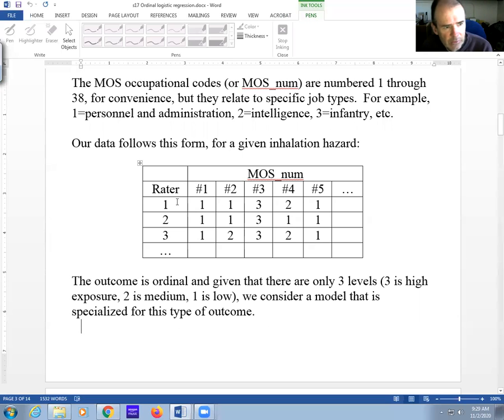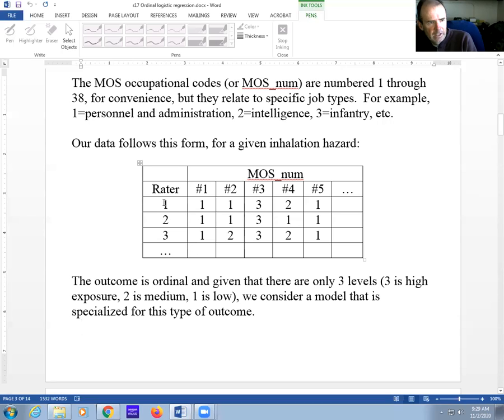So this gives you an idea of the type of data that we have. The exposure level could be 1, 2, or 3. That's the outcome, and you see that on the interior here. The first job type is personnel and administration. So it's not a surprise that they would predict low exposure for those people. Intelligence, mainly 1s as well. Infantry, they're expecting high exposure. So it's kind of intuitive to see how they're rating these job types.